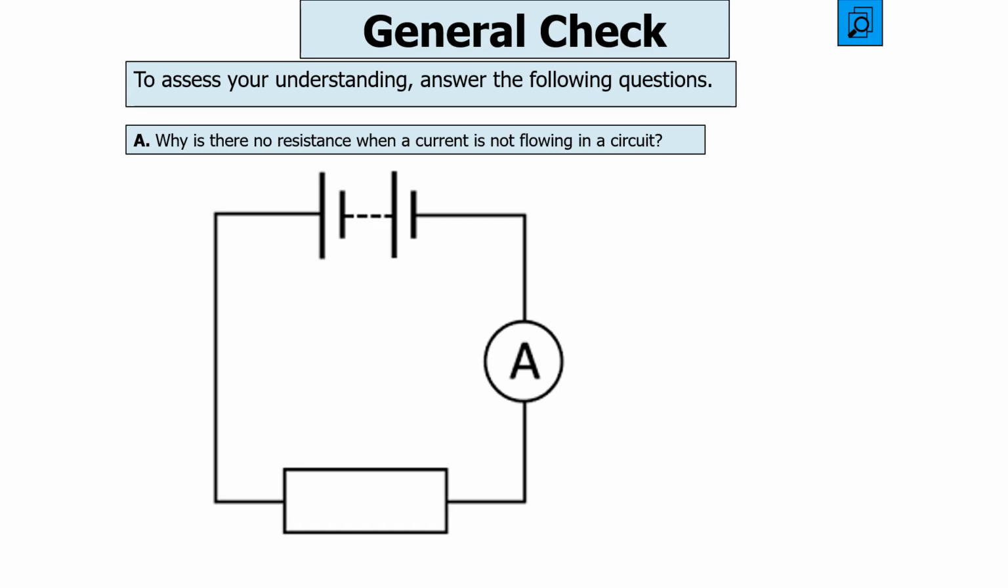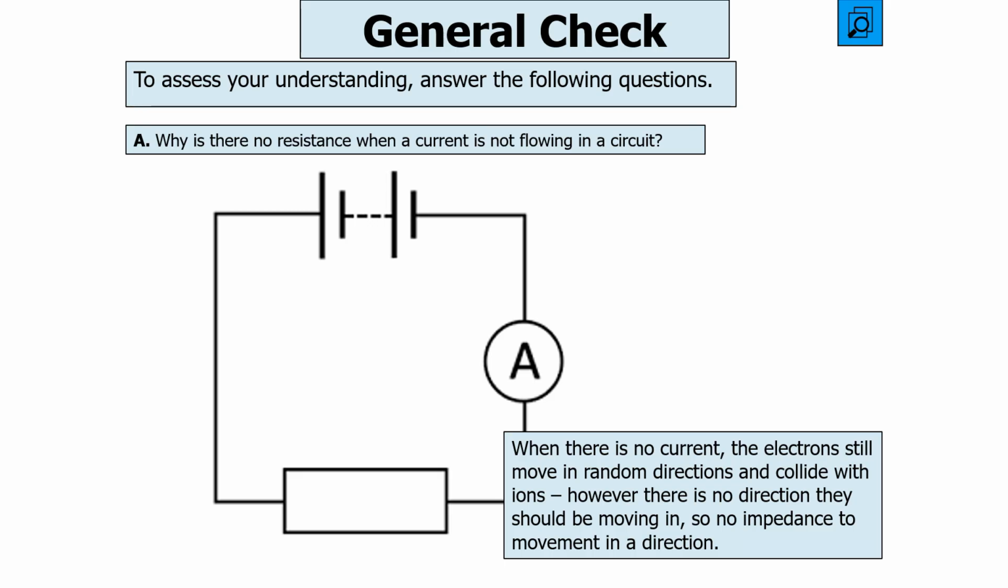So why is there no resistance when a current is not flowing in a circuit? So pause the video now, then unpause the video when you want to go through your answer. Now, when there is no current, the electrons still move in random directions and collide with ions. However, there's no direction they should be moving in, so no impedance to the movement in a direction.